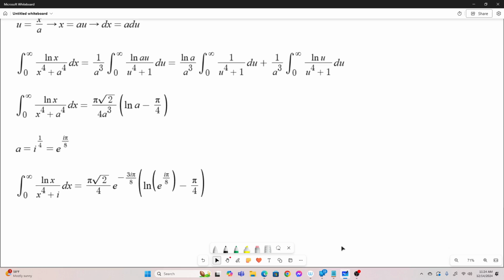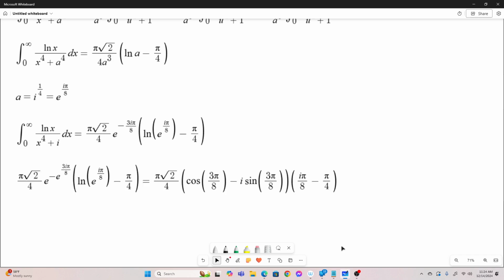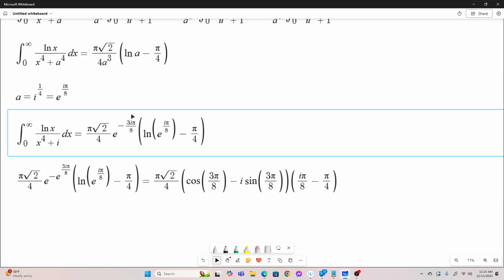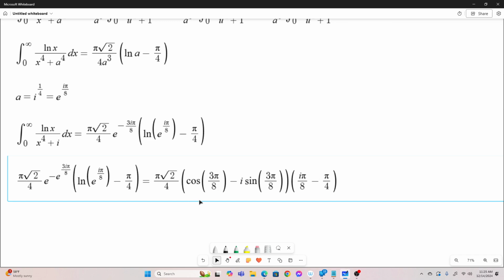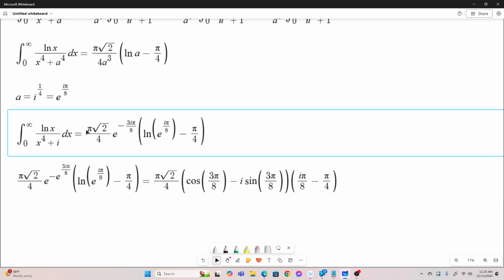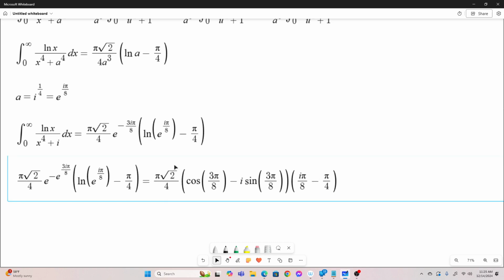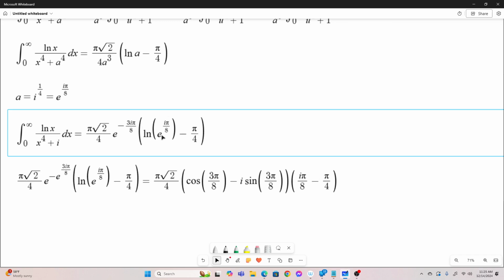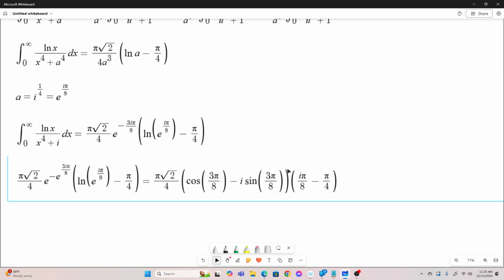All right. And next, I just want to kind of rewrite this. Basically, all I did was I used Euler's formula on e to the negative 3i pi over 8. And that part is right here. Of course, we have our pi square root of 2 over 4 right here. And then you'll notice natural log and e cancel each other out, leaving us just this.